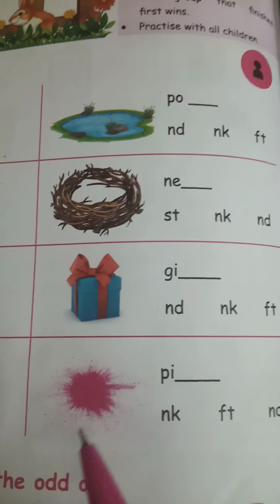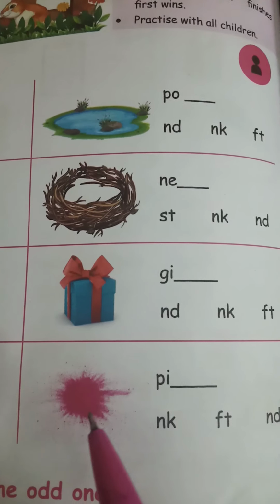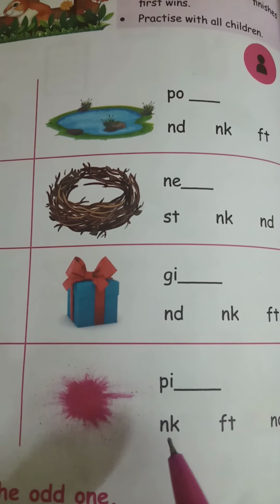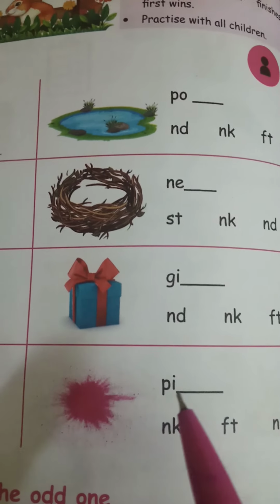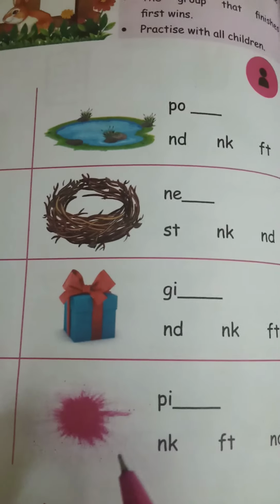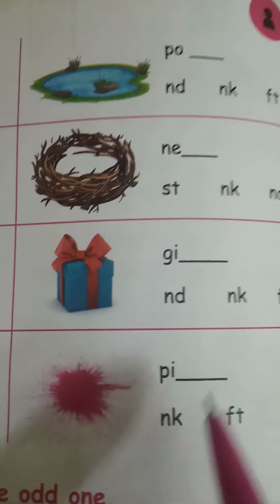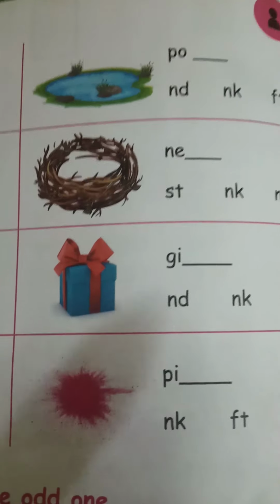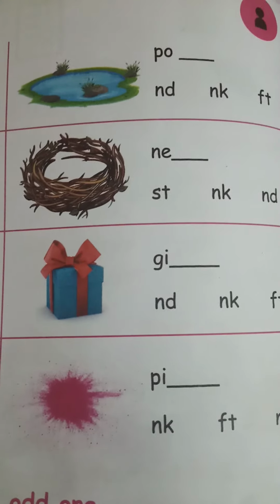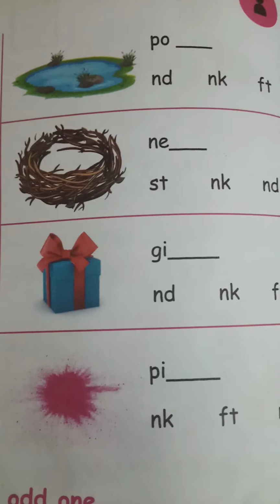What is this color? Pink. This is a pink color. PINK is the spelling for pink. Repeat the spelling. PINK, pink. Round NK and write NK on the dash.